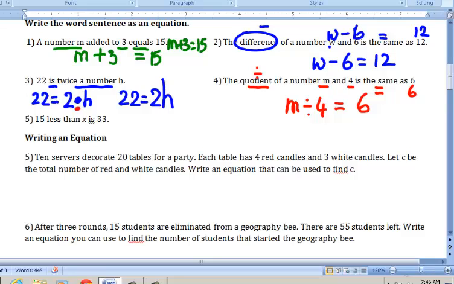Let's take a look at the last one. 15 less than x is 33. That means 15 is less than, that's a subtraction sign, and is means equal to. So now I have x, take away 15, which is equal to 33.